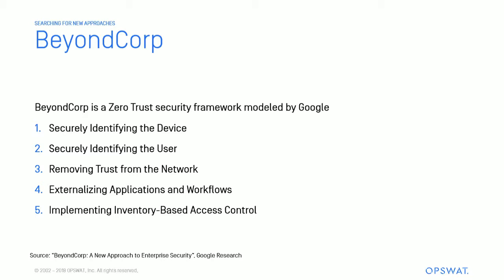So let's take a look at BeyondCorp. Now, BeyondCorp is, of course, something that was modeled at Google. It is a type of zero trust security framework, but while zero trust is very general, BeyondCorp is much more specific and prescriptive. So BeyondCorp suggests 5 steps here.